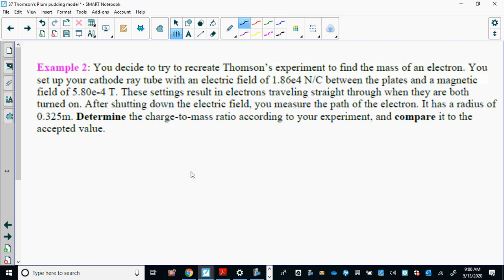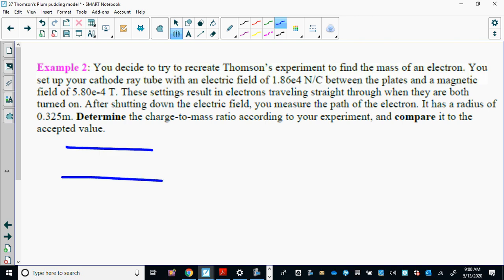So you've got a cathode, an electric field, and a magnetic field. You put the electrons through the magnetic field and electric field, then you turn the electric field off and measure the path of the electrons. So once again, let's review the whole setup.